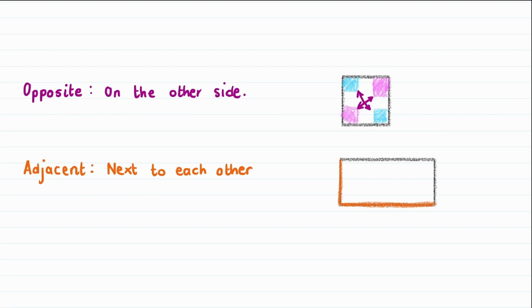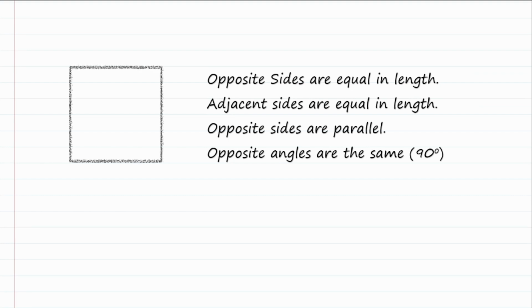We've been given a set of properties. Let's prove that they match with the square. Firstly, I need to prove that opposite sides are equal in length.